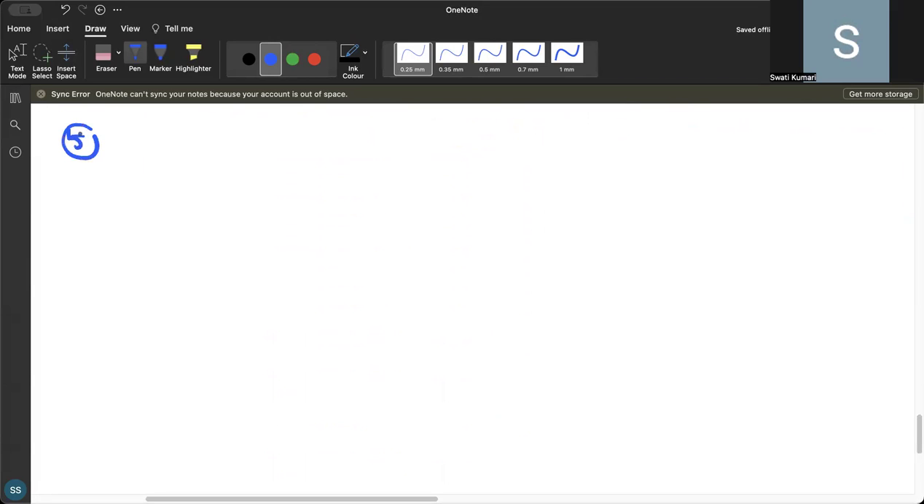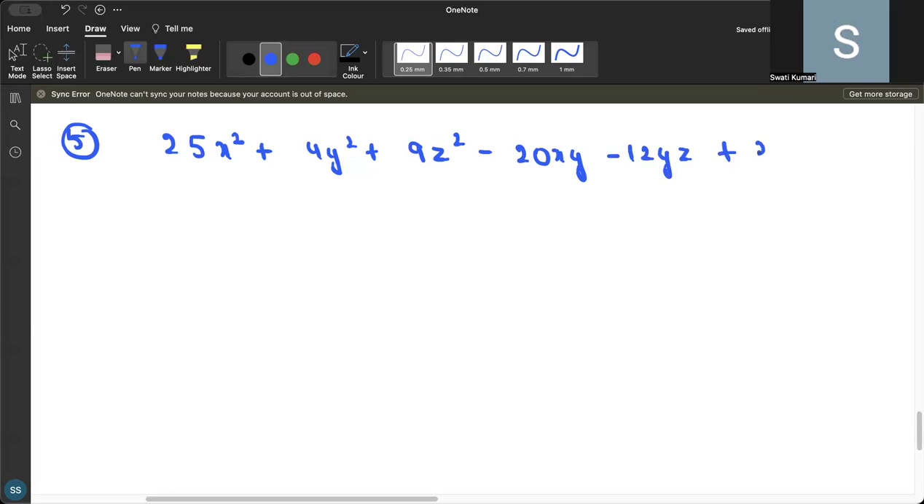This is question number 5. We have to factorize 25x squared plus 4y squared plus 9z squared minus 20xy minus 12yz plus 30zx using a suitable identity. And actually, this is very simple, because with this long expression, clearly it is that formula which we have already used.